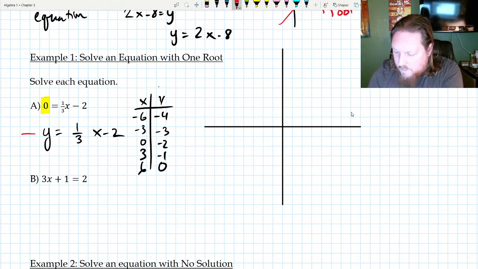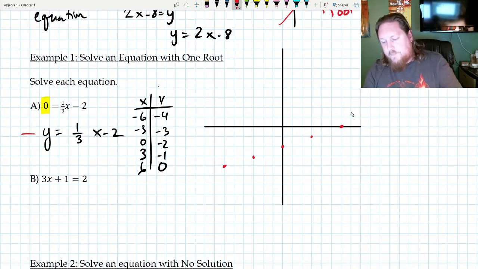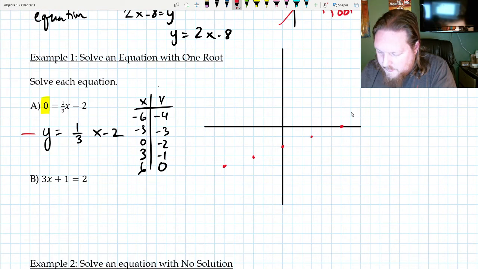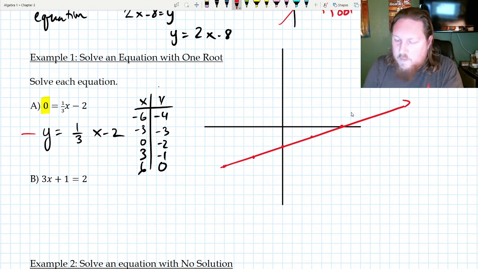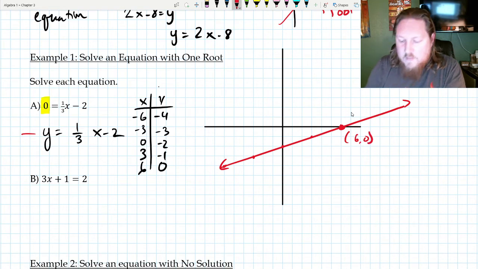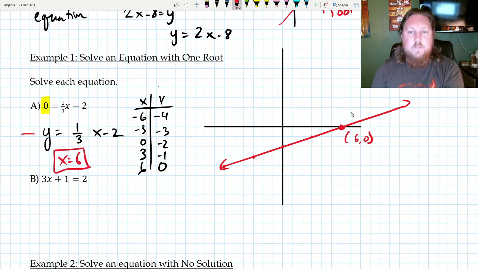Let's plot those points down. -6 is -4, -3 is -3, 0 is -2, 3 is -1, and 6 is 0. So when I draw this line out here, I can see it has a point where it crosses the x-axis. It crosses at the point (6, 0). So the solution to this equation is x = 6.